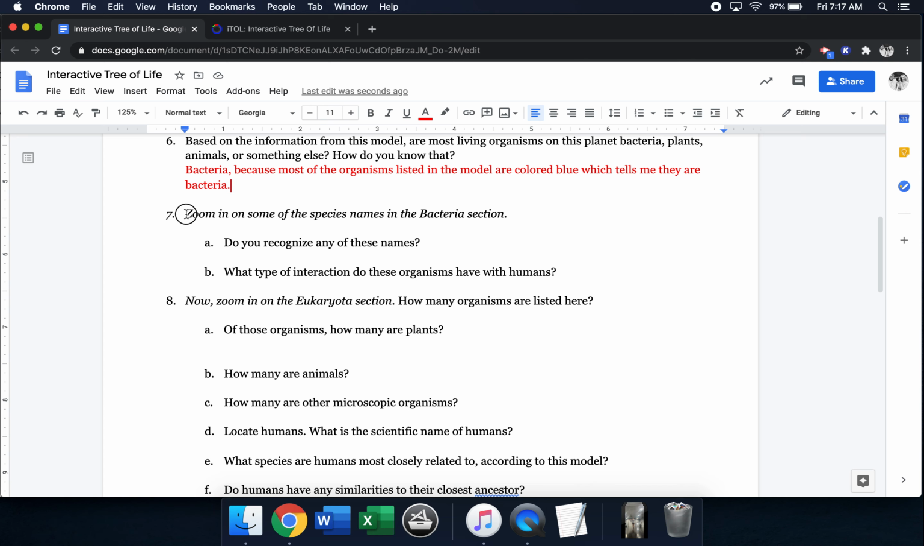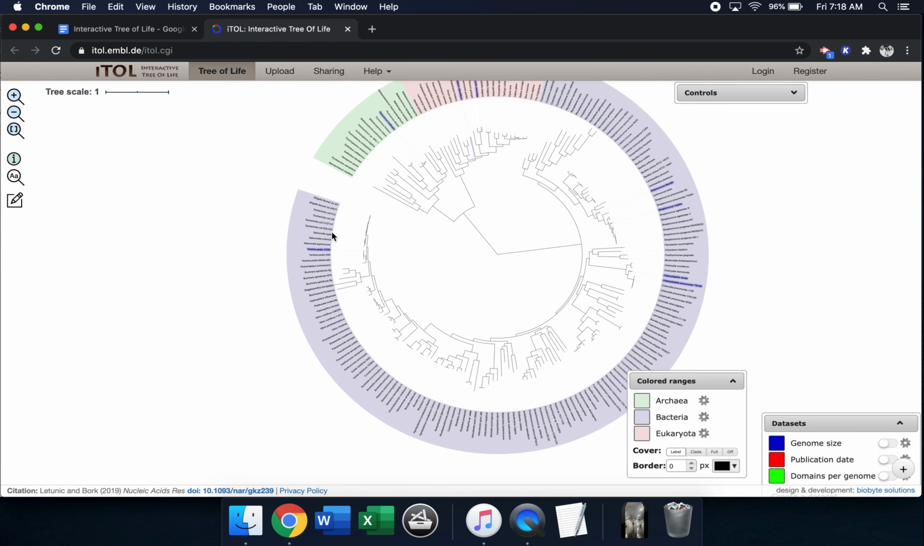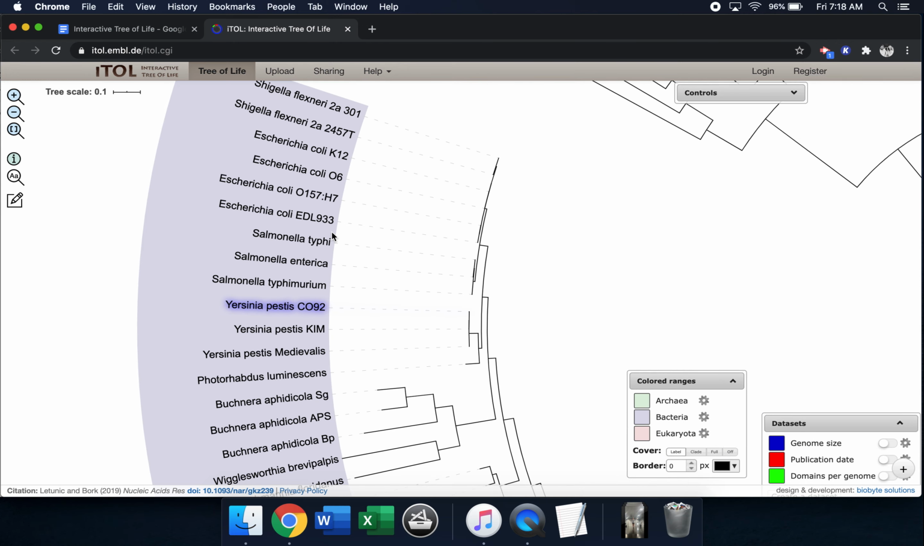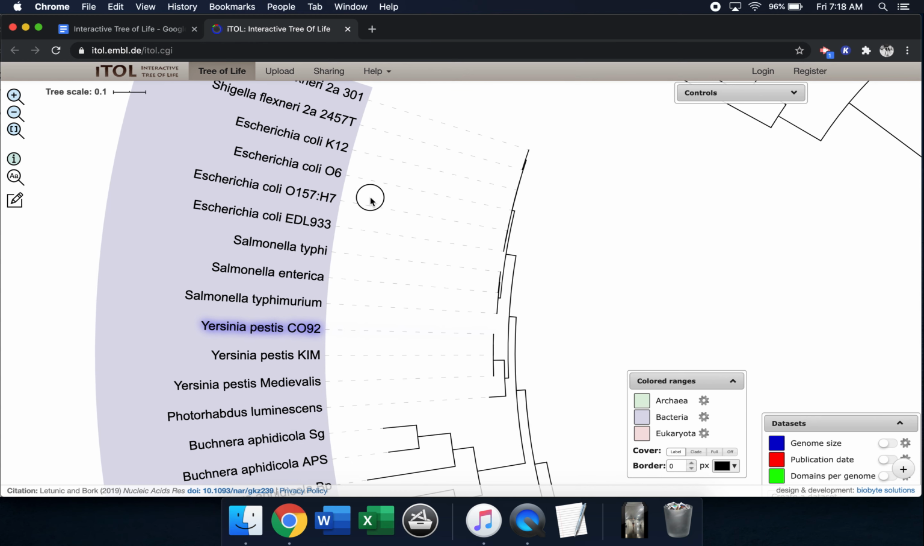So then it's going to ask me to zoom in on some of the species names in the bacteria section. It's going to ask me, do I recognize any of these names? And then what type of interaction do these organisms have with humans? So I'm just going to keep both of those in mind as I go back to my model so I don't have to flip back and forth that often. So I want to zoom in on some of these. Let me see if I can zoom in. There we go. Some of these bacteria names. I'm going to see if I recognize any of these.